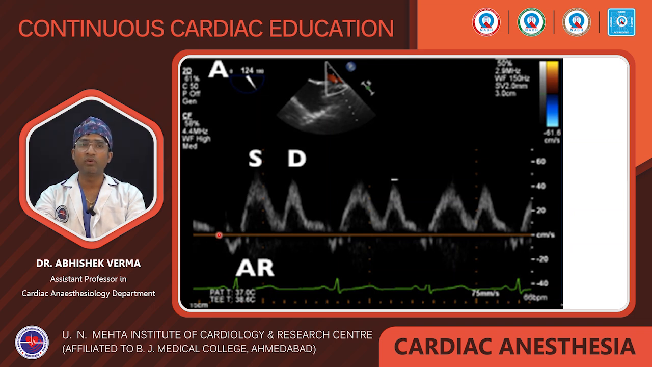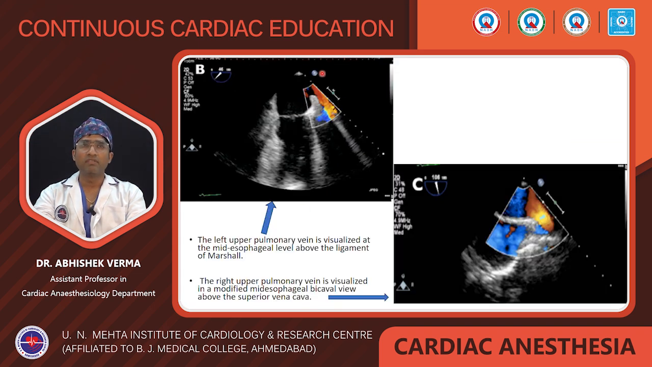See, the time duration and the velocity is increased if the LA is not able to pump the blood into the LV. Instead of that, it will pump into the pulmonary vein. We can see the pulmonary vein easily in the mid-esophageal view above the ligament of Marshall, and at 45 or 90 degrees it is better seen. It is just behind the ligament of Marshall common ridge.